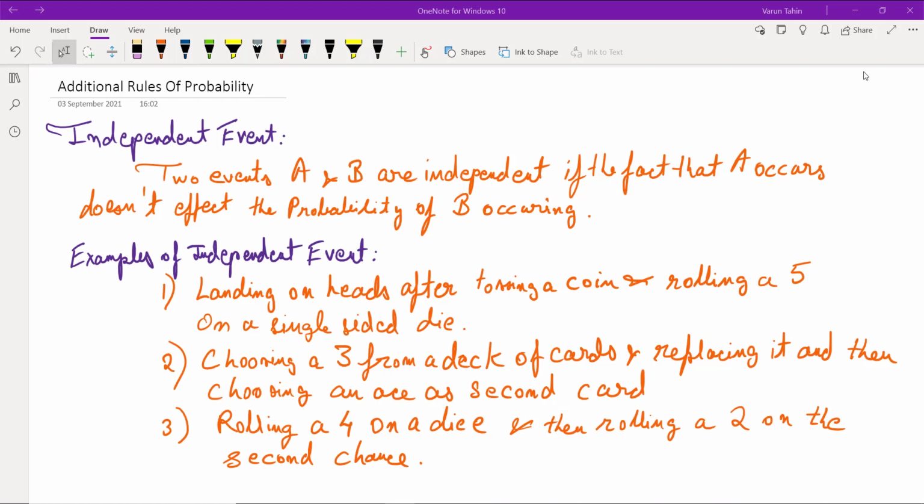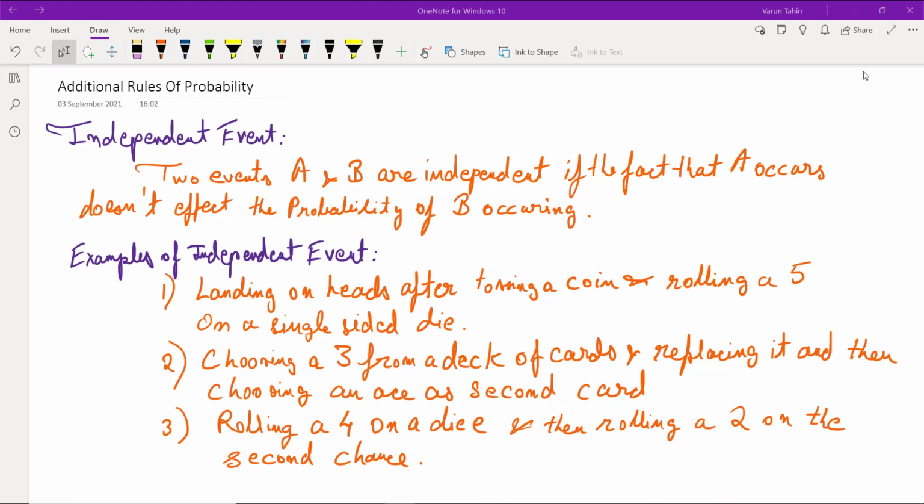The examples of independent events you can see on screen are landing on heads after tossing a coin and rolling a 5 on a single die. So these two events are completely independent, or unrelated, you can say. Therefore, they will not have an effect on each other.